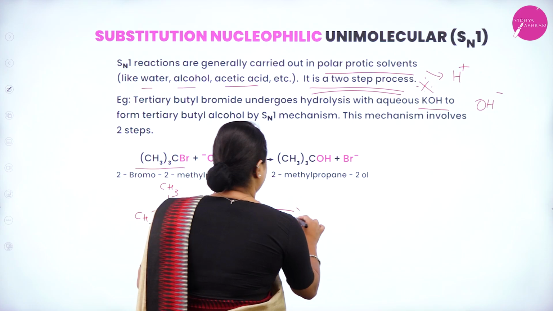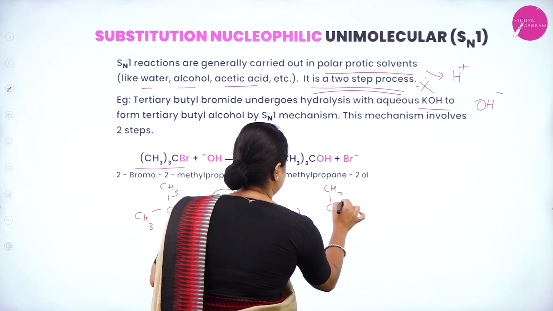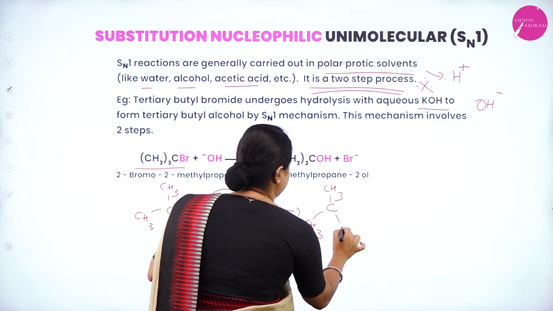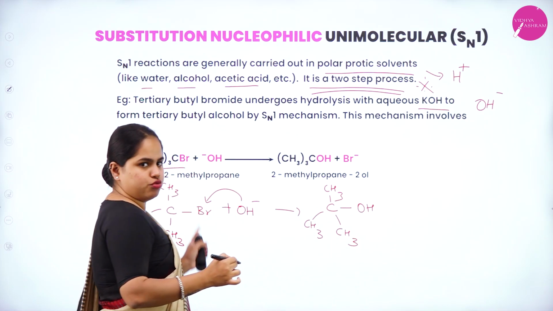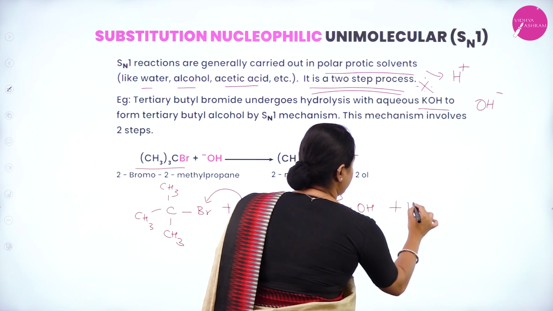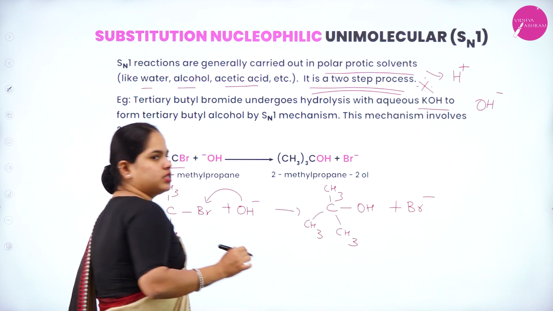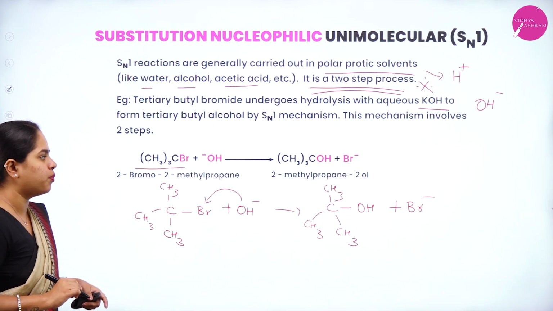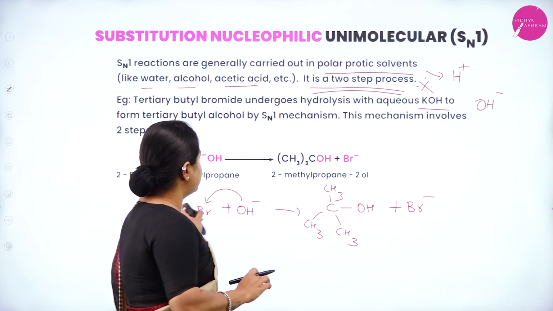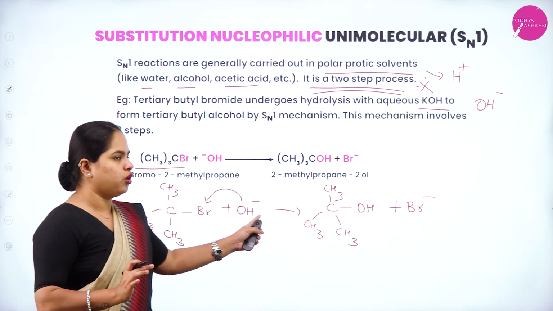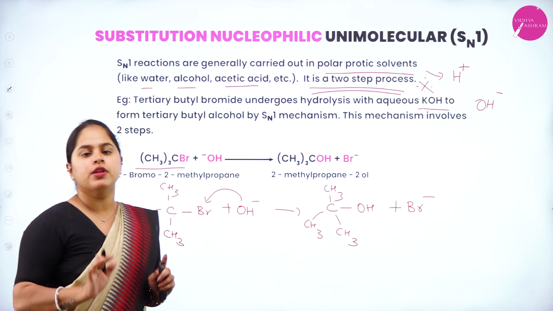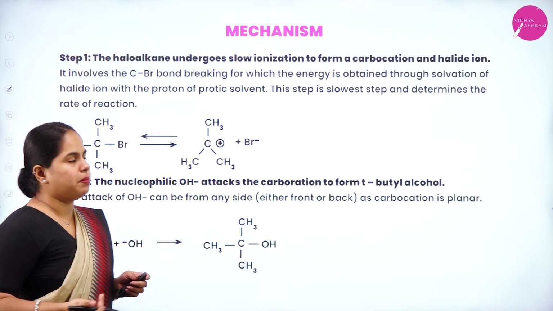So what are you going to get? CH3, CH3, CH3 and OH will be attached here, substituted, and Br minus will be replaced, right? So this is how you are going to get 2-methyl propane 2-ol. So this is the reaction which takes place. Instead of Br, you are going to get OH there. Now we are going to study in detail about the mechanism of it.